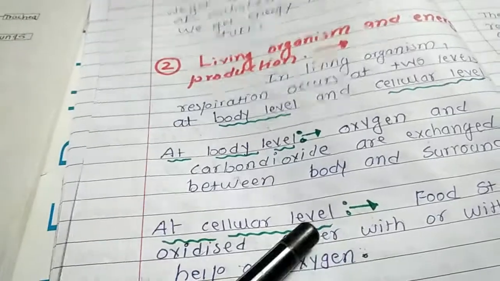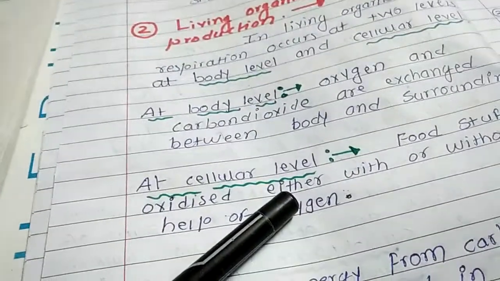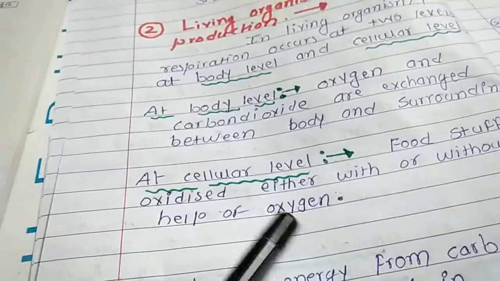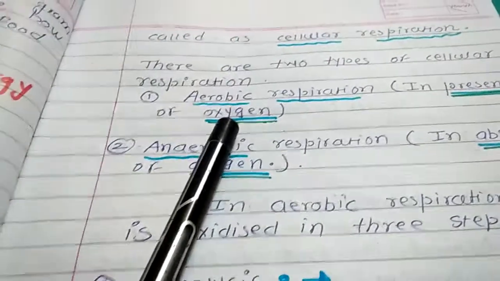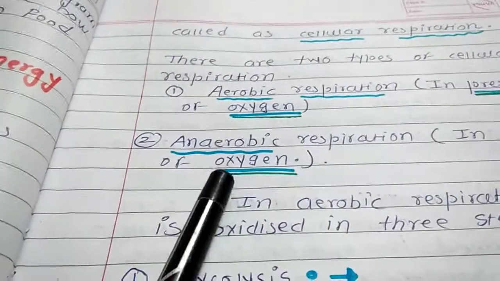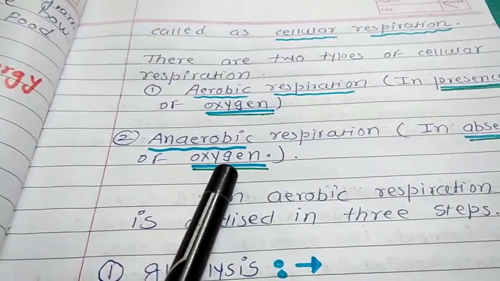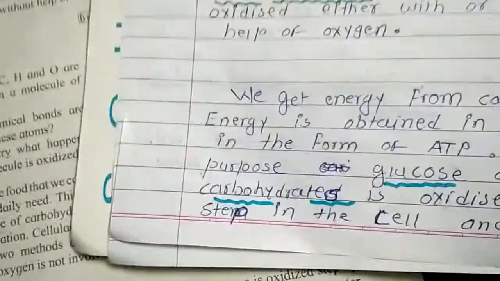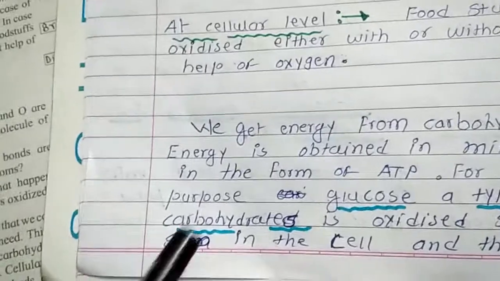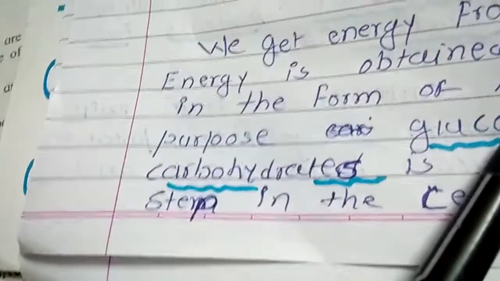Both types of respiration take place at the cellular level. There are two types of cellular respiration: aerobic respiration, which takes place in presence of oxygen, and anaerobic respiration, which takes place in absence of oxygen. What do we mean by cellular respiration? We get energy from carbohydrates. Energy is obtained in the mitochondria in the form of ATP.